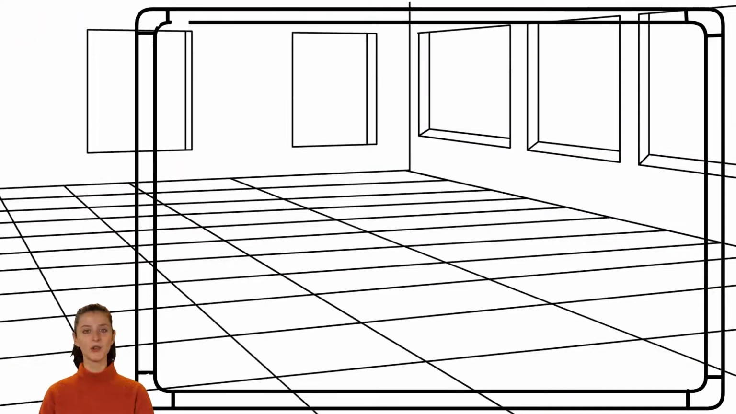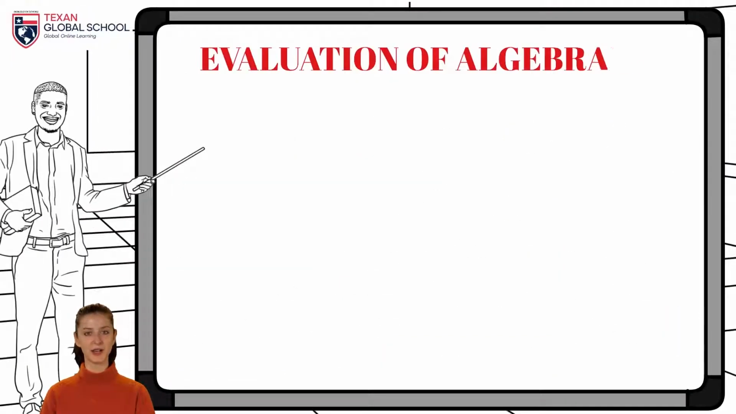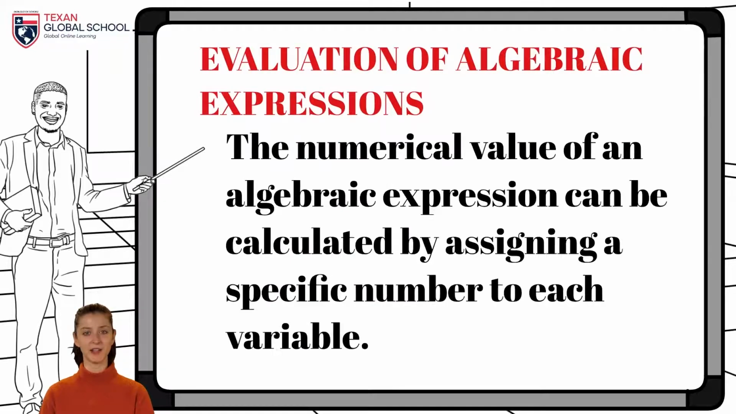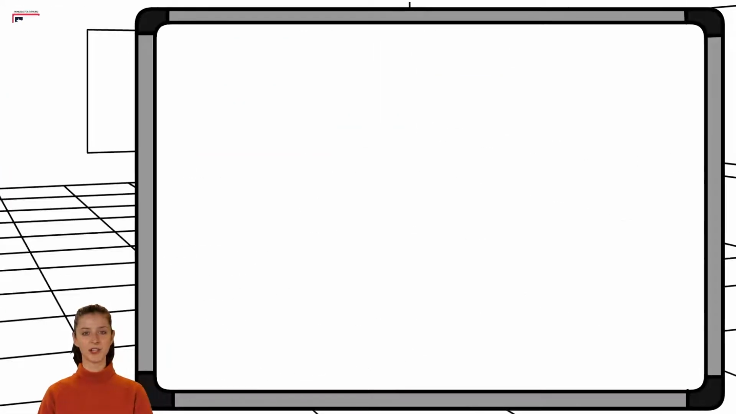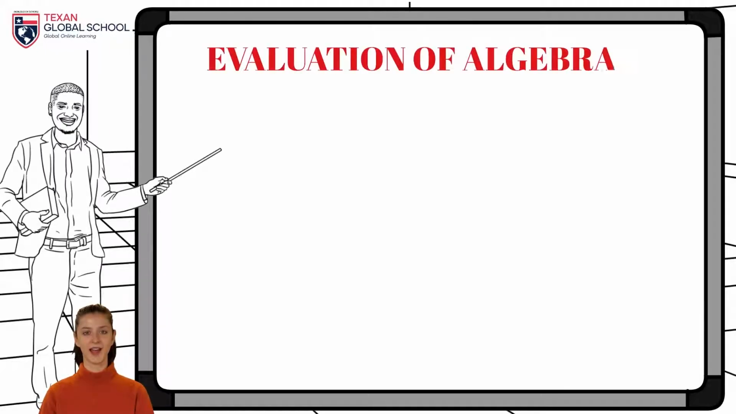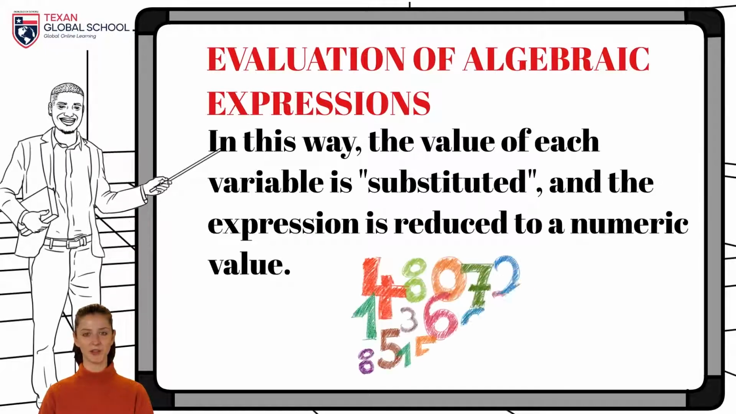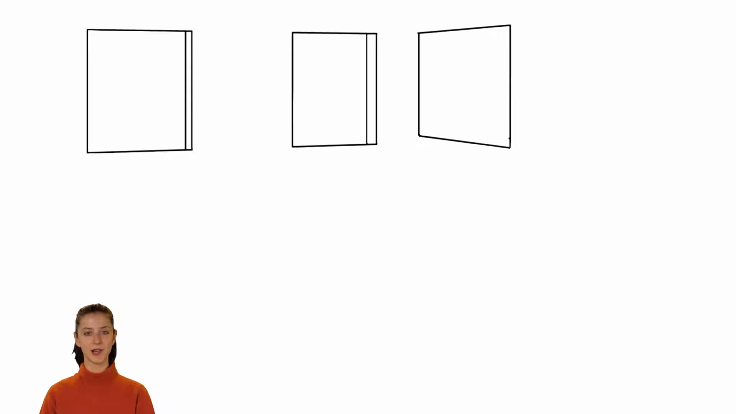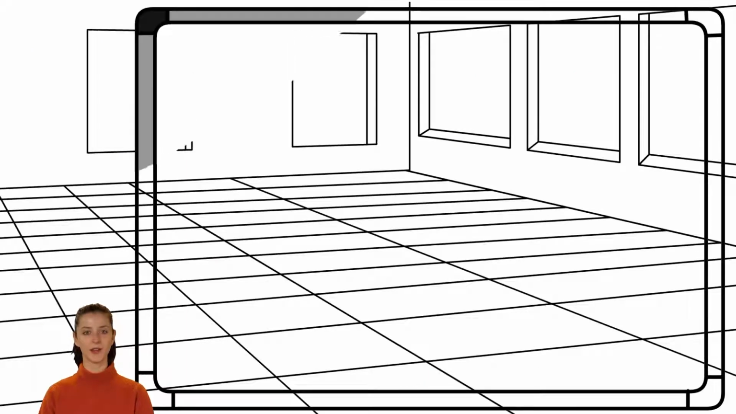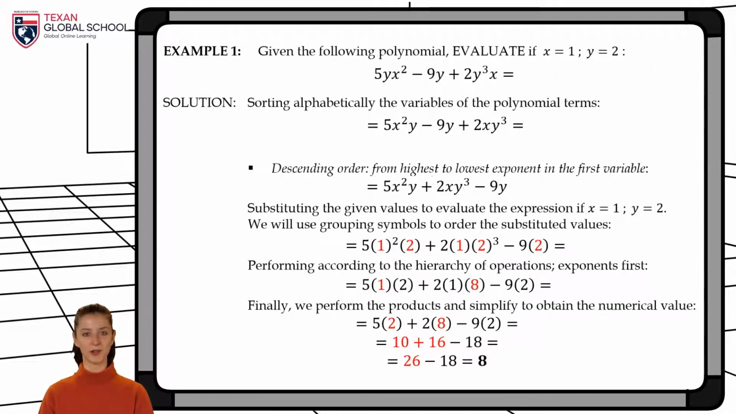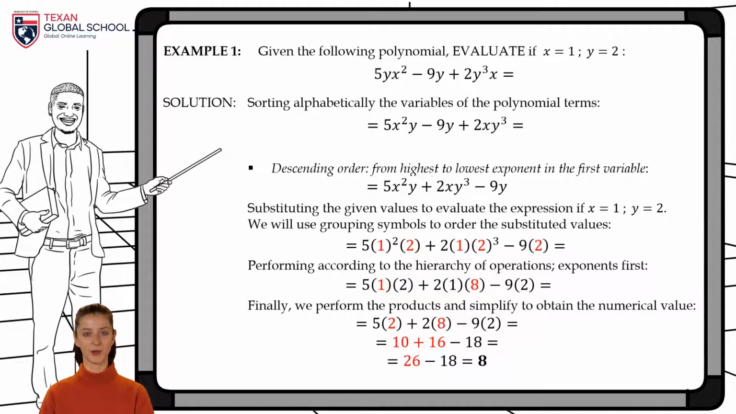Evaluation of algebraic expressions. The numerical value of an algebraic expression can be calculated by assigning a specific number to each variable. In this way, the value of each variable is substituted and the expression is reduced to a numeric value. Let's look at the first example. Given the following polynomial, evaluate if x is equal to 1 and y is equal to 2.